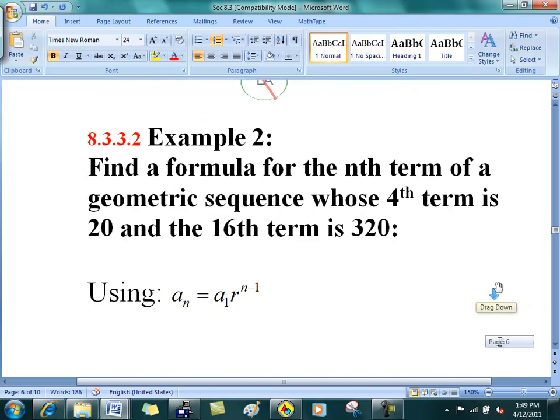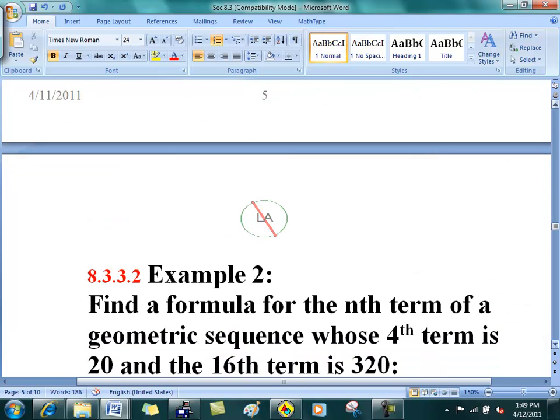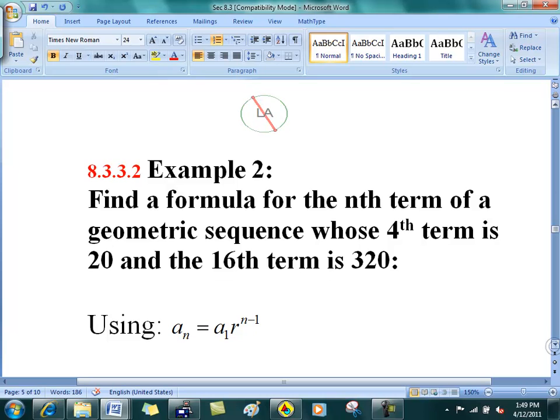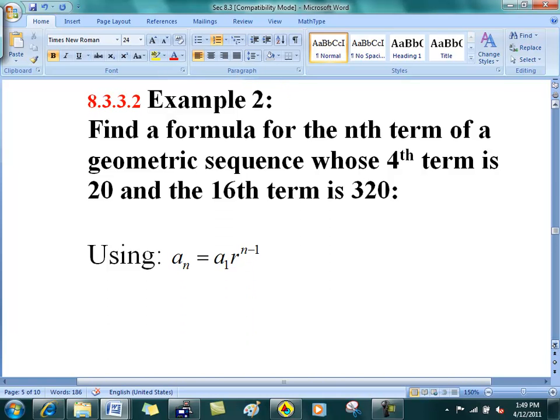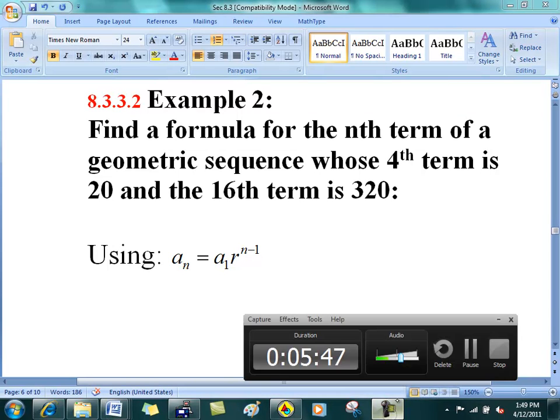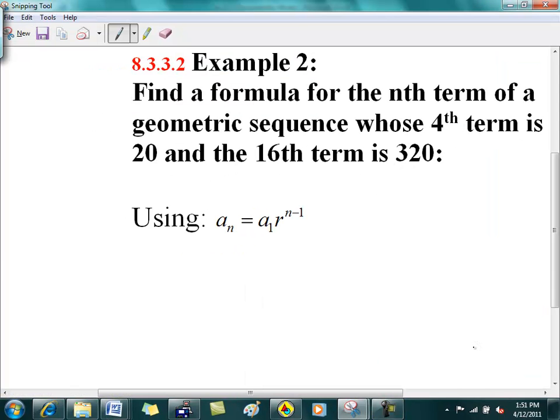Okay, this example is very similar to the one that I did yesterday with arithmetic sequences, except it's got a little bit of sexy math going in there. Okay, get this down and can I start working on this?